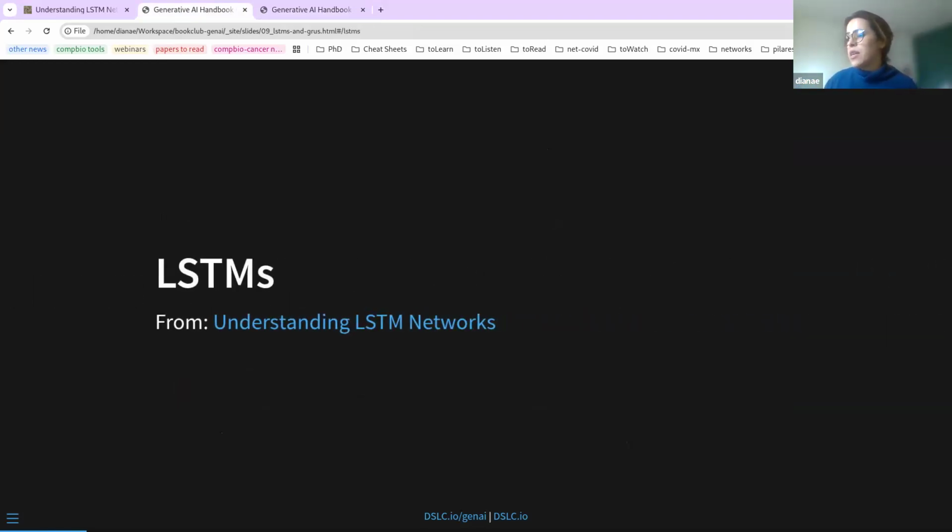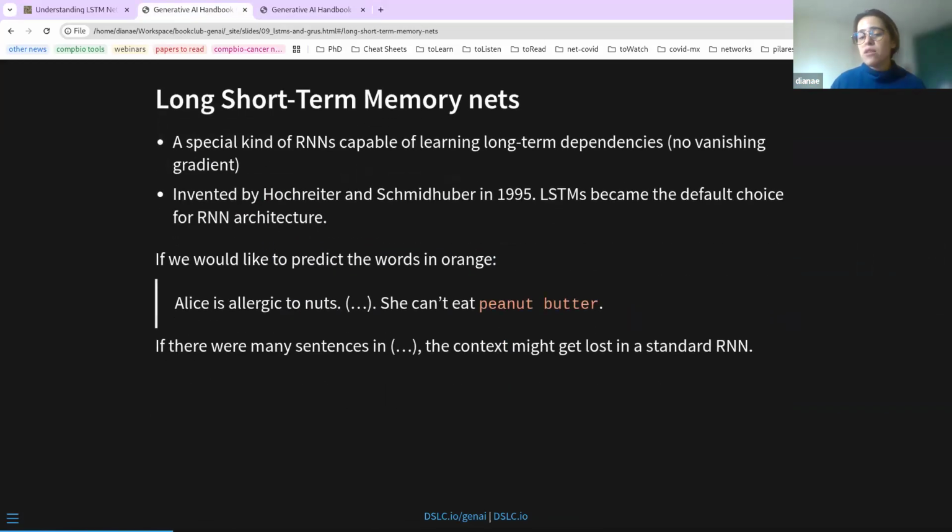And now we're gonna see LSTM networks. LSTM is short for long short-term memory nets. They are also recurrent neural networks, but a special kind of recurrent neural networks. They are capable of learning long-term dependencies, so we're not going to see the vanishing gradient problem in these kinds of networks. They were invented by these two scientists whose names I cannot pronounce in 1995, and they actually became the default choice for recurrent neural networks.